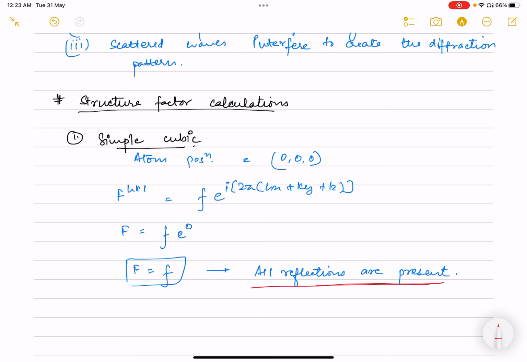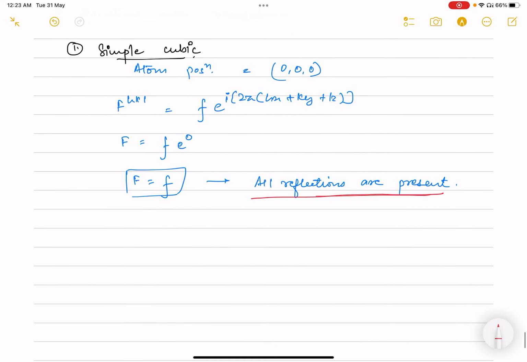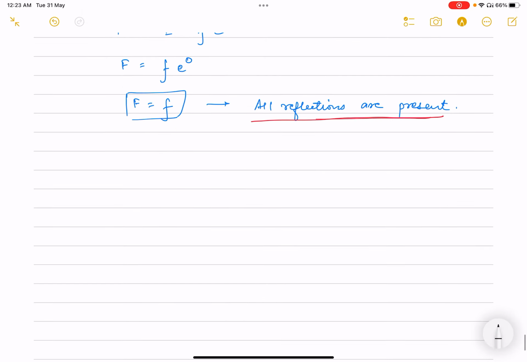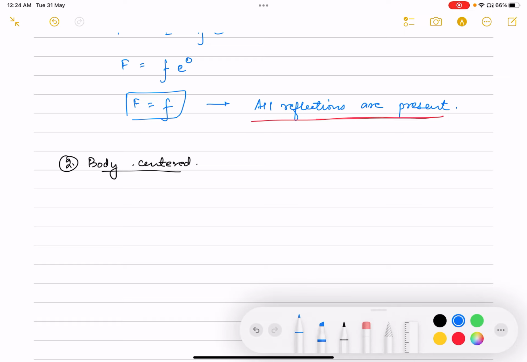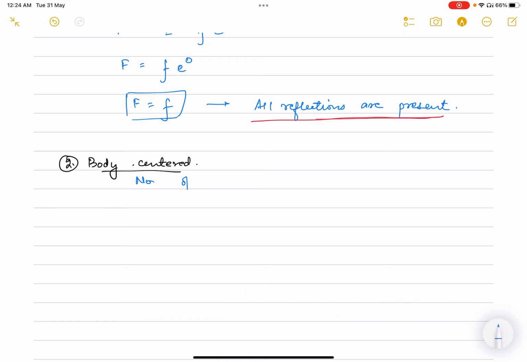Now, similarly, we move to body-centered structures. In body-centered, you have two atoms, so the number of atoms is 2. The atom positions are 0, 0, 0 and half, half, half.